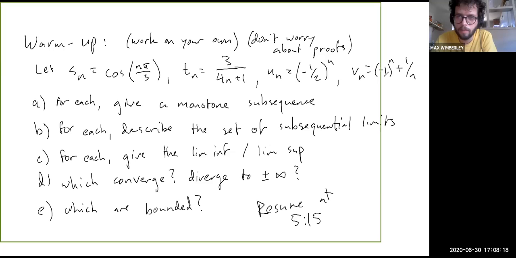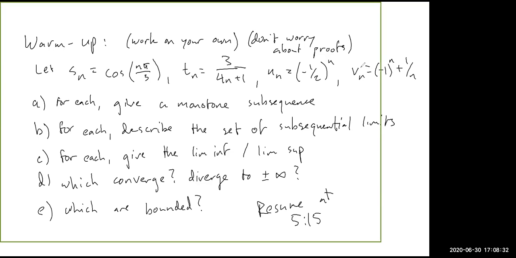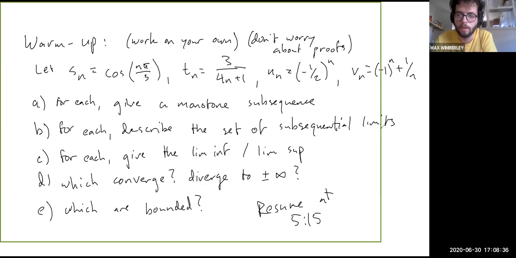Hold on. Can you guys see it? I think it might be cut off. The last one here, Vn. Can you see that? Yeah, Vn is equal to (-1)^(n+1) over n. Oh, okay. I think my program is just glitching or something. All right, anyway, thanks.